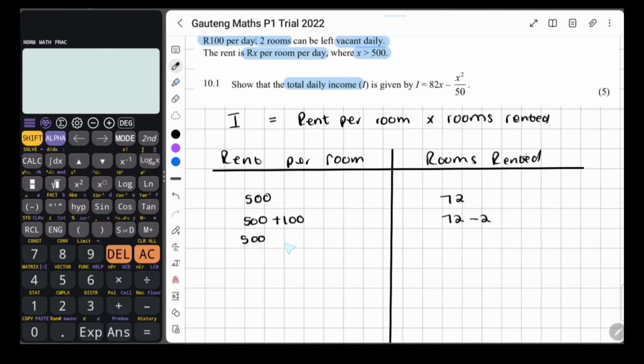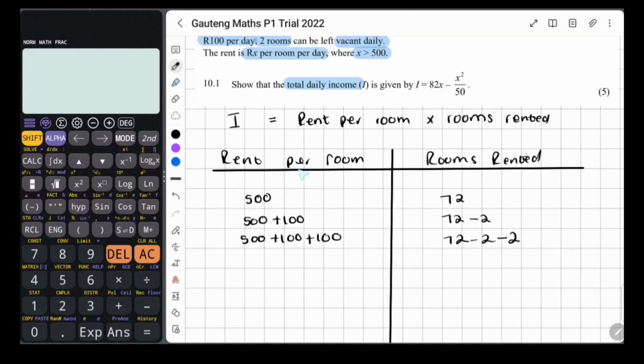increasing the price for the second time, or let's just look at it as the third day after the price has been increased, it would be plus 100 Rand plus 100 Rand. So the previous price plus another 100 Rand. And the rooms rented would look like this. It's the 72 rooms minus 2 of the previous day, then minus an extra 2.